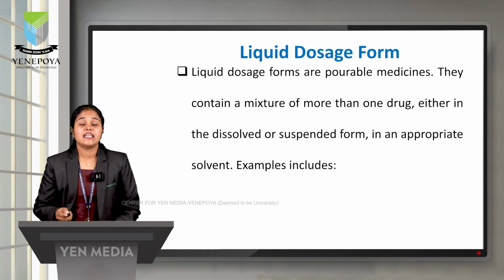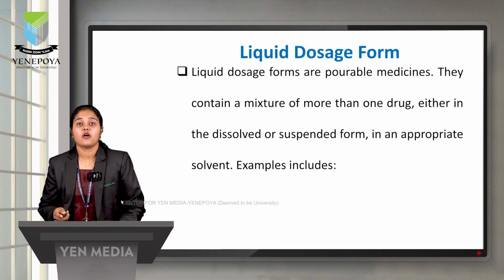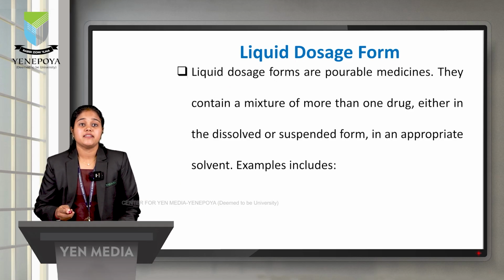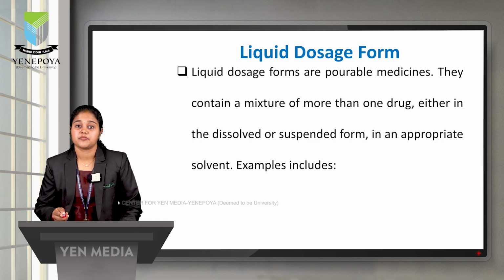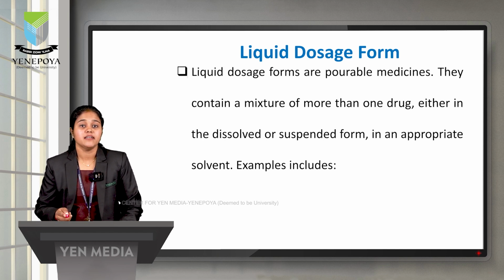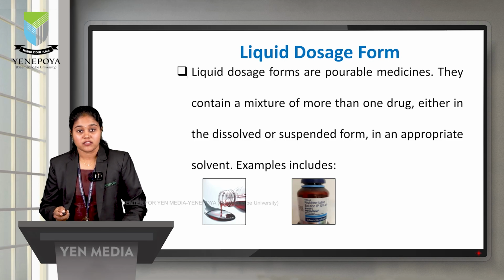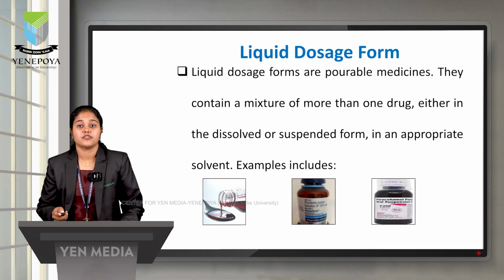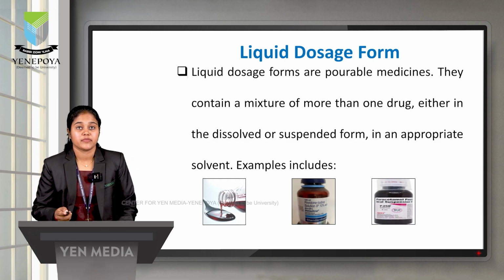The next is liquid dosage form. Liquid dosage forms are pourable medicines. They contain a mixture of more than one drug, either in dissolved or suspended form, in an appropriate solvent. We will discuss dissolved and suspended forms in coming slides. The solvent will be the main ingredient here. Examples include syrups, solutions, and suspensions.